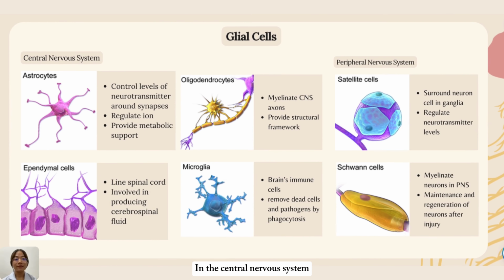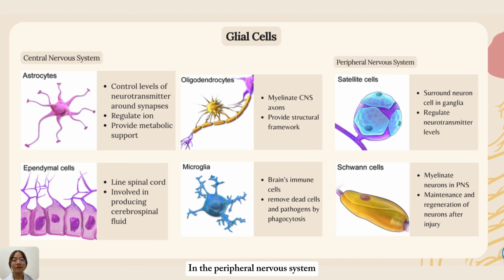In the central nervous system, there are 4 types of glial cells. The first one is the astrocytes, which control levels of neurotransmitter around synapses, regulate ion, and provide metabolic support. The second one is oligodendrocytes, which myelinate central nervous system axons and provide structural framework. The third one is the ependymal cells, which line the spinal cord and are involved in producing cerebrospinal fluid. The fourth one is microglia, which is the brain's immune cells. It removes dead cells and pathogens by phagocytosis.